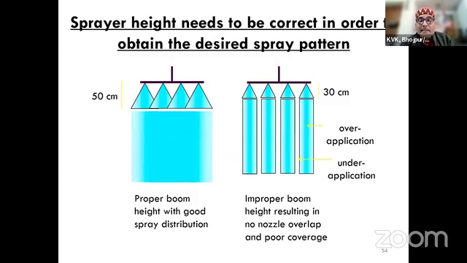The boom height, the proper boom height with good spray distribution, should be 50 centimeter. So the tip of the crop and the sprayer nozzle should have a gap of 50 centimeter.